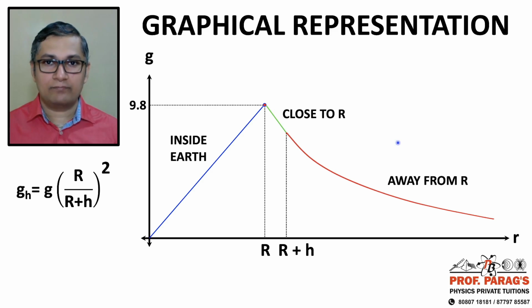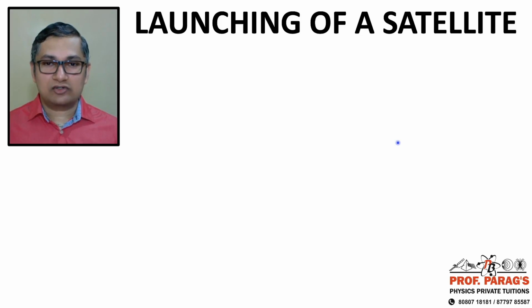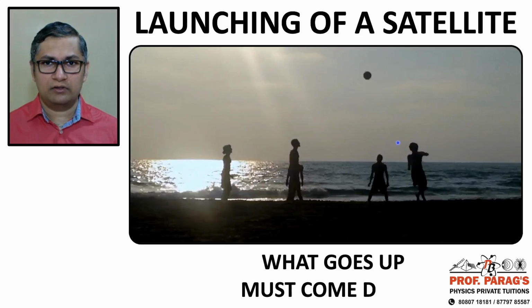All right, now we begin with the next topic in the chapter, and that is how to launch a satellite. What is the process of launching a satellite? We want this satellite to go around Earth in an orbit. So how to do that? Let's understand this basic concept of throwing an object up in the sky.